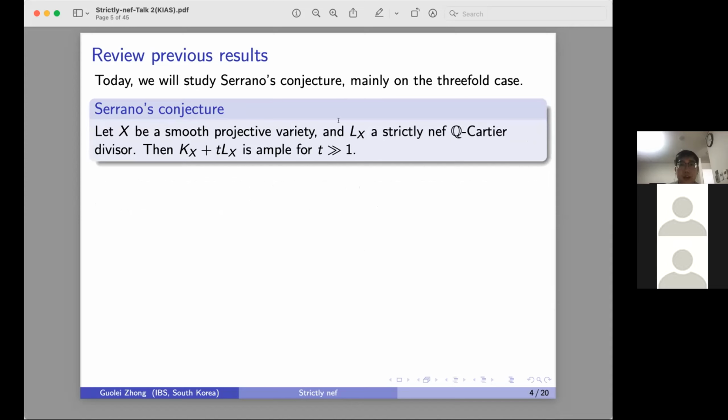Let's recall that Serrano's conjecture predicts that on a smooth projective variety X, for a strict nav Q-Cartier divisor L_X on X, sorry, maybe here I need to drop the Q because smooth is always factorial. So for a strict nav Cartier divisor L_X, then K_X plus t L_X is ample for sufficiently large t.